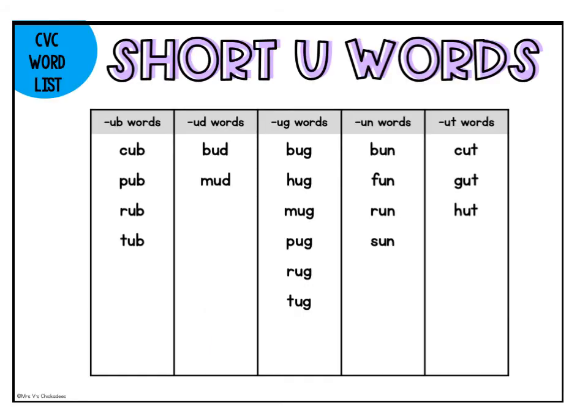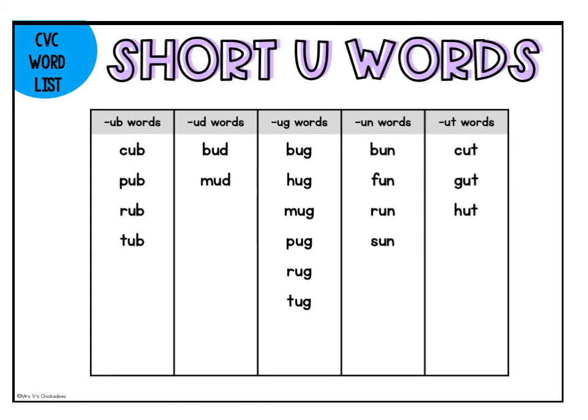Now, let's have short words, okay? We have ub. So I'm going to read first and afterwards your turn, okay? So I have cub, pub, rub, and tub. Your turn. Great. Now we have ud. We have bud and mud. Your turn.